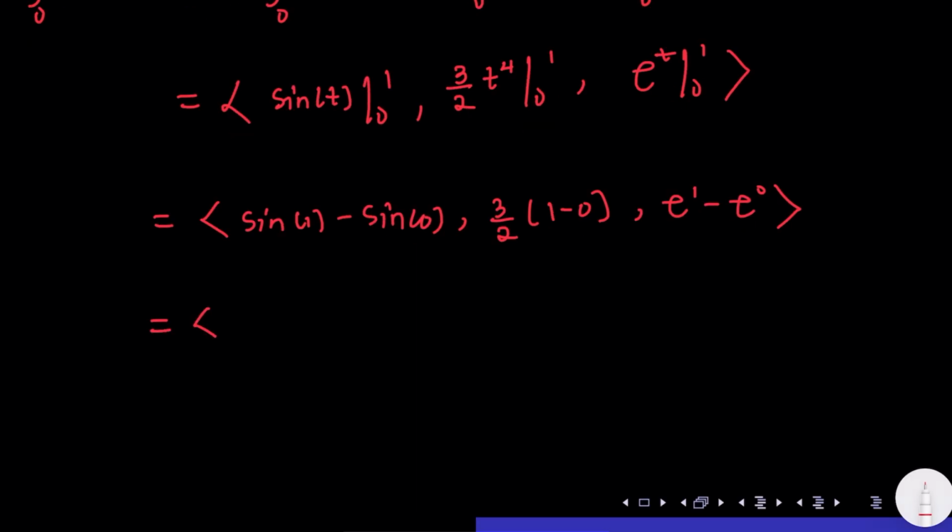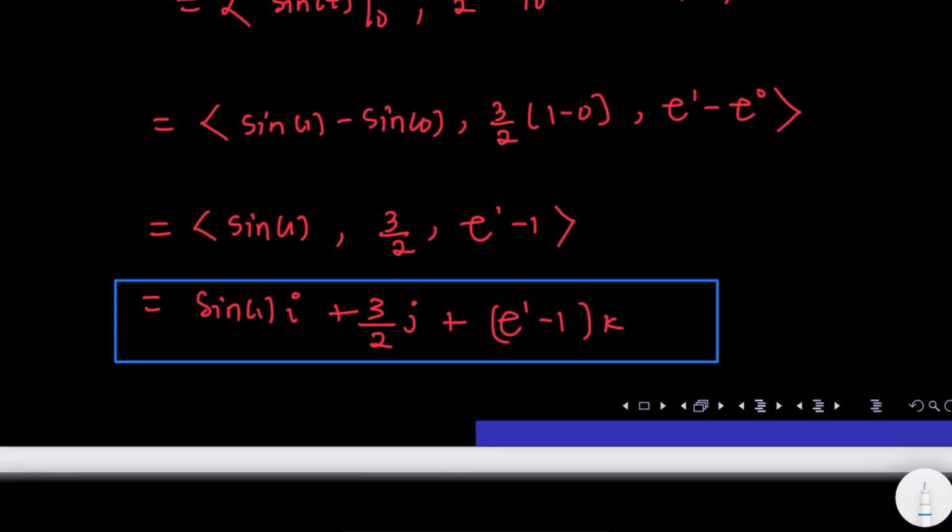Now let's simplify this. We're going to have sine of 1, now sine of 0 is 0, and this will give us 3 over 2, then e to the 1 minus 1. So our answer is now giving us sine of 1 i plus 3 over 2 j plus (e to the 1 minus 1) k.